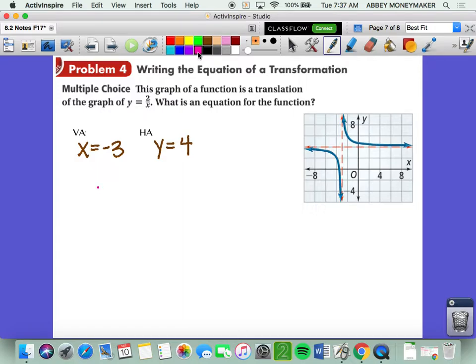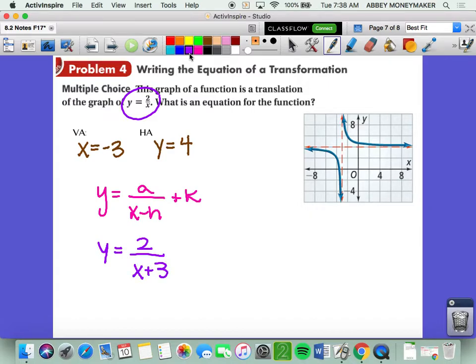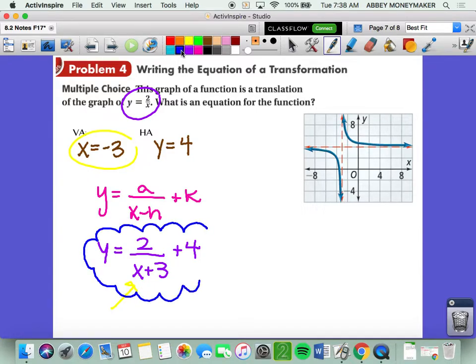So when I write my equation, remember it's y equals a over x minus h and then plus k. So the equation here would be y equals 2, where did I get the 2 from? Original equation. 2 over x plus 3 and then plus 4 out to the side. This ties in nicely with what we know about transformations. Remember, it's always the opposite of what our original was. So I know what you're thinking. Is this your final answer? Yes, this is your final answer. All you had to do was create the equation looking at the horizontal and vertical asymptote.